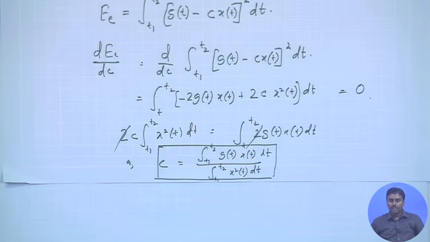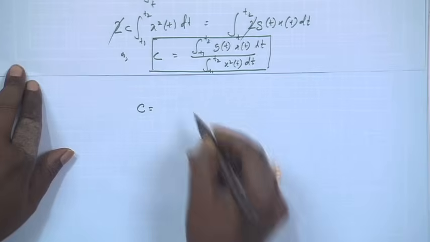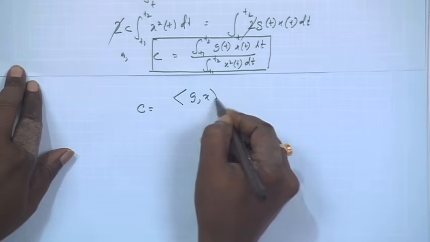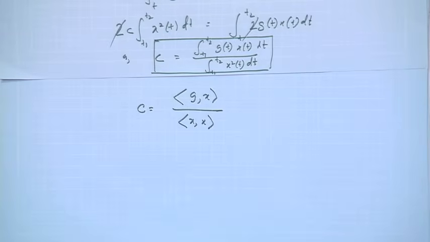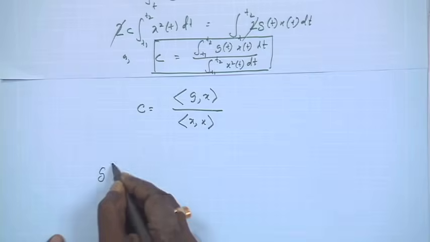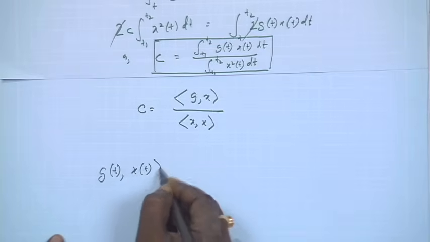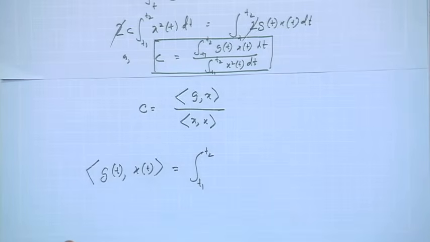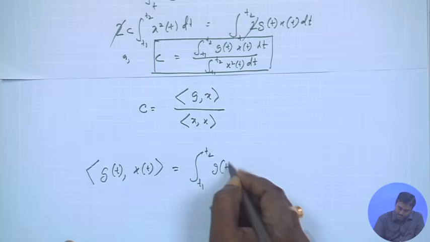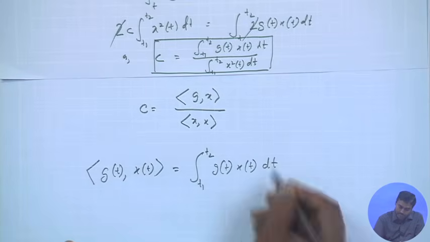Okay. That is a very important criteria. If now think about that vector analogy, when I was putting the vector thing, what was my C? C was dot product gx divided by dot product xx, right. Now, I can define my dot product over this signal space. So, the dot product now of gt and xt, if I define my dot product as this one, wherever the signal is defined from T1 to T2 and then gt xt dt.